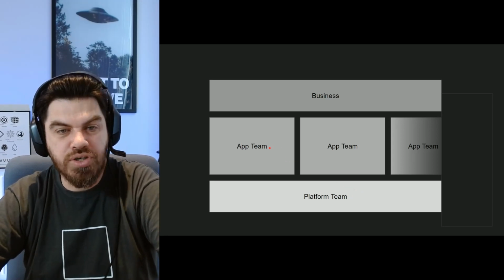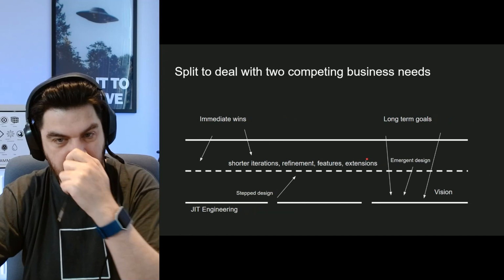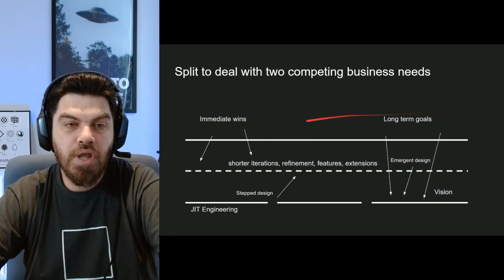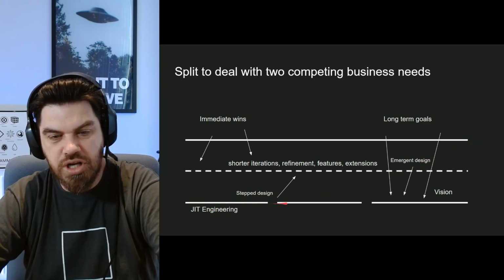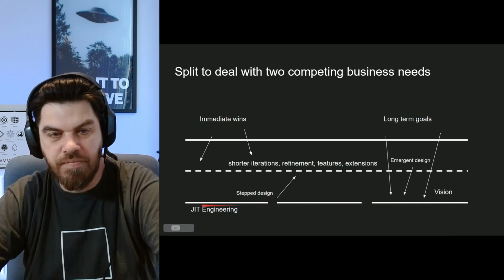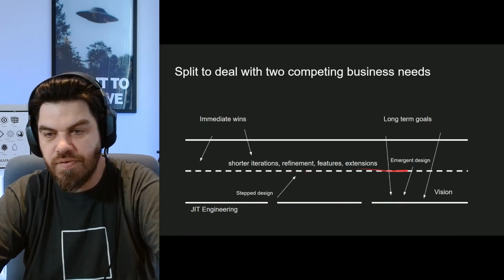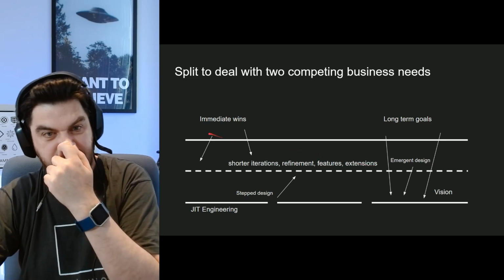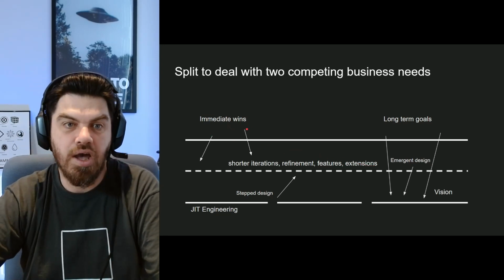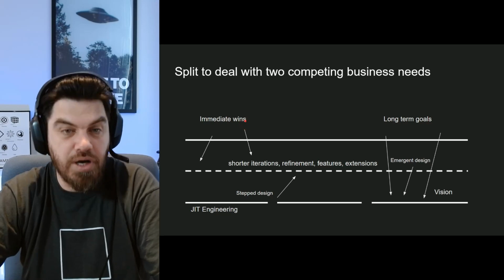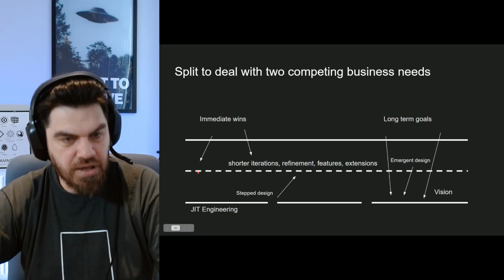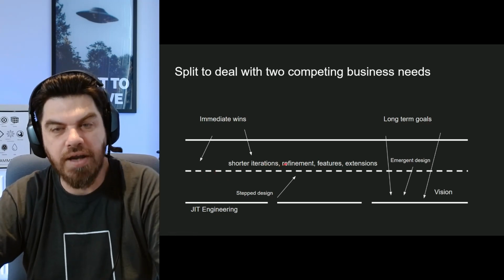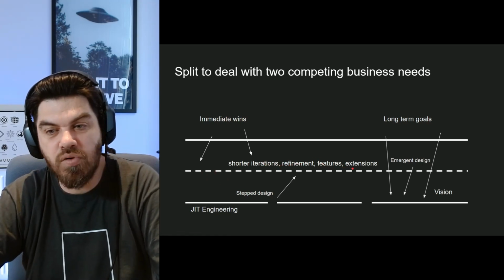The app team works on immediate goals for business. And you can see that here. Let's have this business line going through, and we have the just-in-time engineering over here, a longer iterative process here, a different sort of time frame, and we have our short iterations of our app team. So what we have here is some immediate wins where business can say, we have a problem with X, here's a bug, this is a new export format that we need, and it can be done by the app team in shorter iterations, refining and building features and extending the platform design.